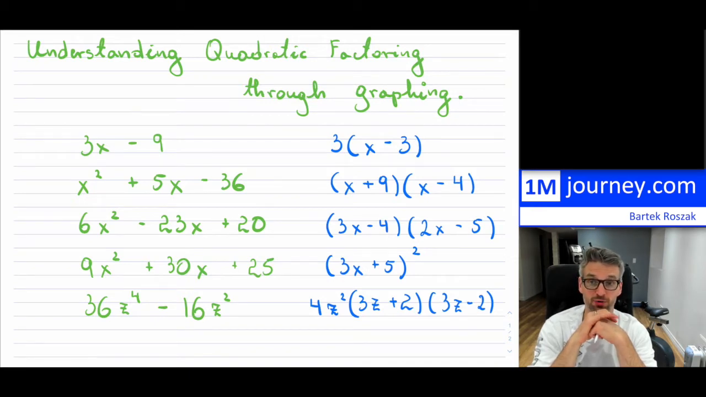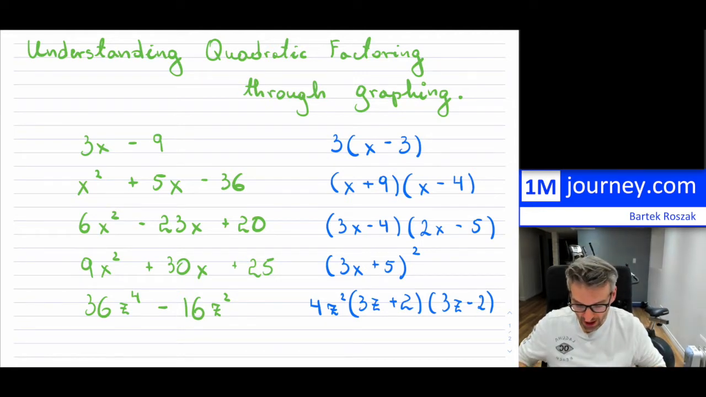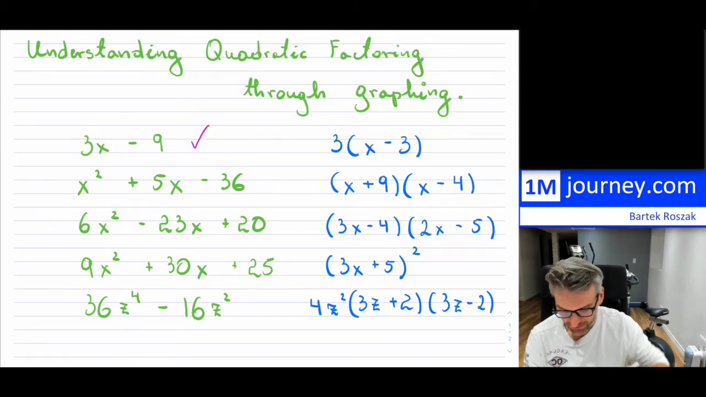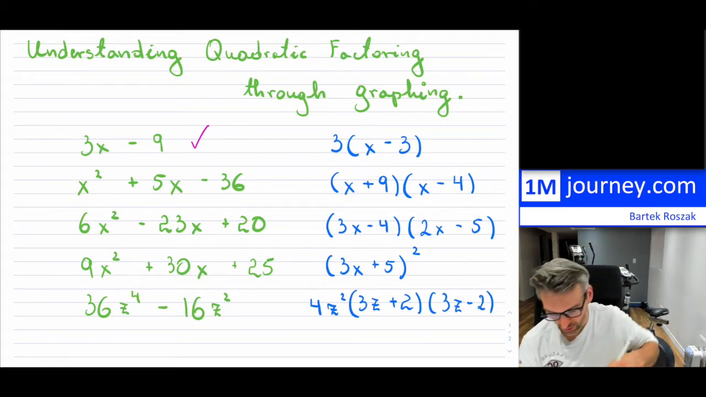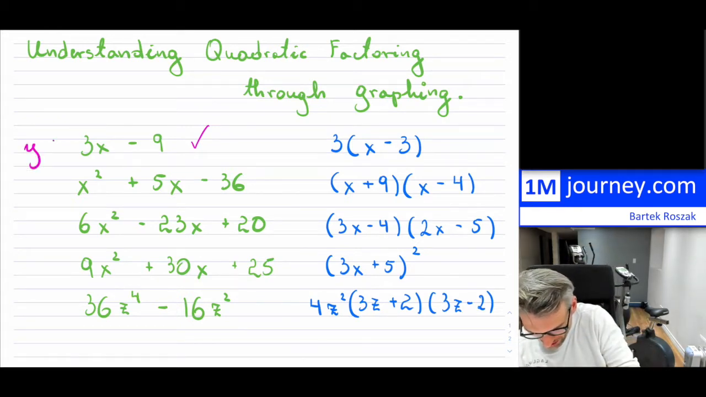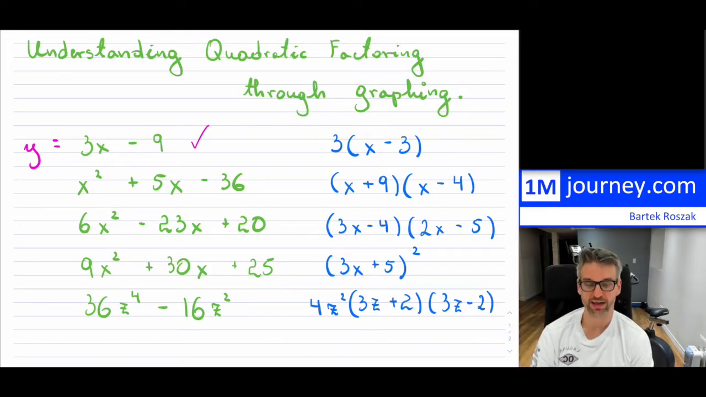Now, not all of them are quadratic expressions, and you can hopefully know which ones are quadratic and which ones are not. So that's the first test. The first expression, this one right here, is not a quadratic. This is basically just a linear equation. It looks like it is in slope-intercept form if I write it out as y is equal to 3x minus 9. So that's not a quadratic. What makes it a quadratic is, of course, that the highest order is a square.